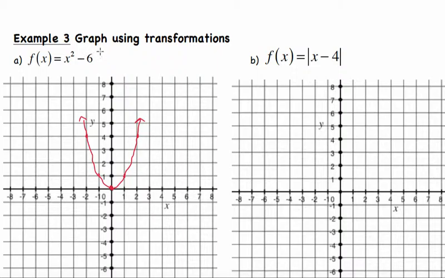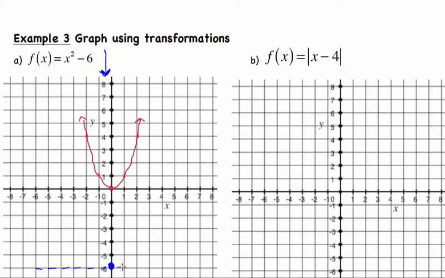X squared minus 6 is my parent graph of x squared that you see in red, transformed and moved down 6 units. It's literally the red x squared, same shape, same direction, opening up, but moved down 6 units. So what I do is I take my origin and I move it 6 units down. So 1, 2, 3, 4, 5, 6 units.